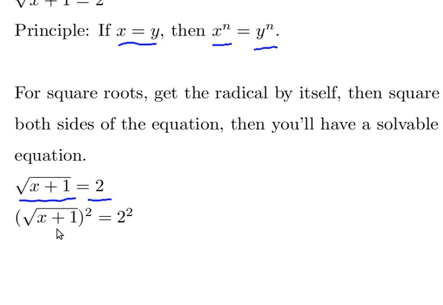So let's just keep moving and you'll see exactly how this works out. What is the square root of x plus 1 squared? Well, it's just going to be x plus 1. Oops, not x equals 1, sorry. So that's just going to be x plus 1 equals, and what's this over here? 2 squared, well, that's just 4. So x plus 1 equals 4. So now we can subtract 1 from both sides, and we'll get that x equals 3.